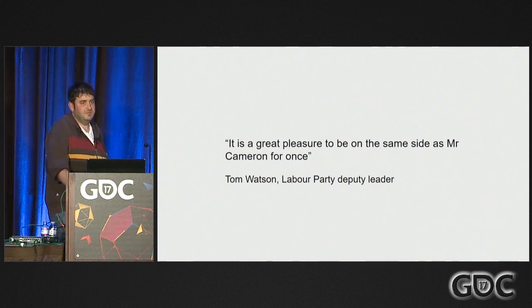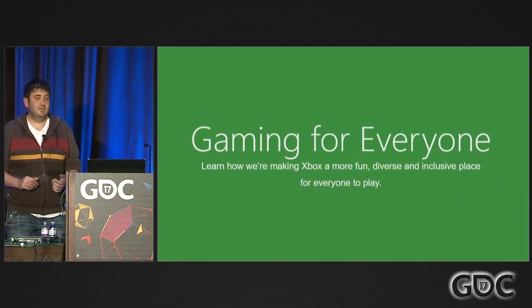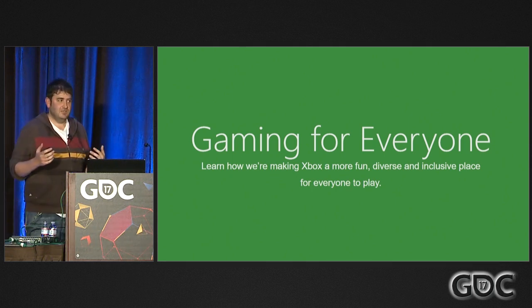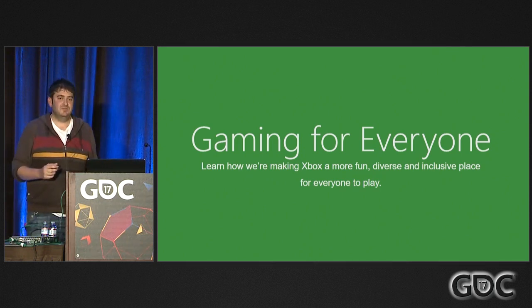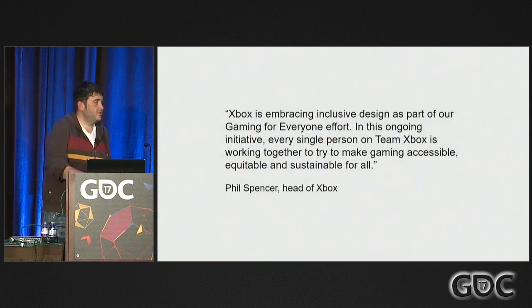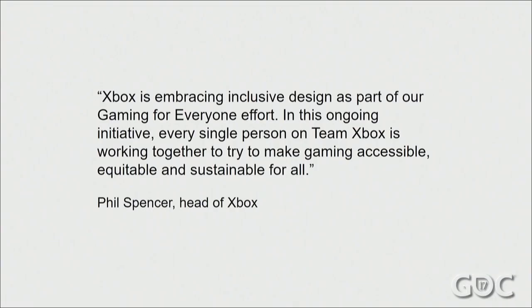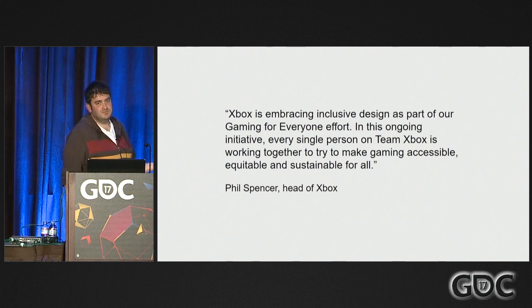But back in the games industry, there's been this kind of high-level support as well. So at E3 last year, there was the Gaming for Everyone initiative announced by Microsoft. And this is a general inclusivity and diversity initiative, but it explicitly includes accessibility for gamers with disabilities. And this is a quote from Phil Spencer, head of Xbox, about that. So this kind of statement about the importance of accessibility, you know, a couple of years ago, this just would have been unimaginable.